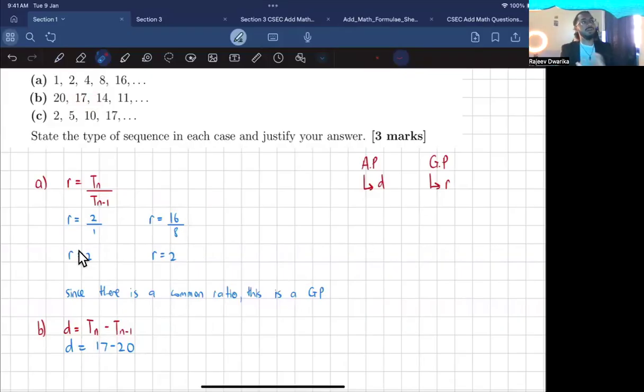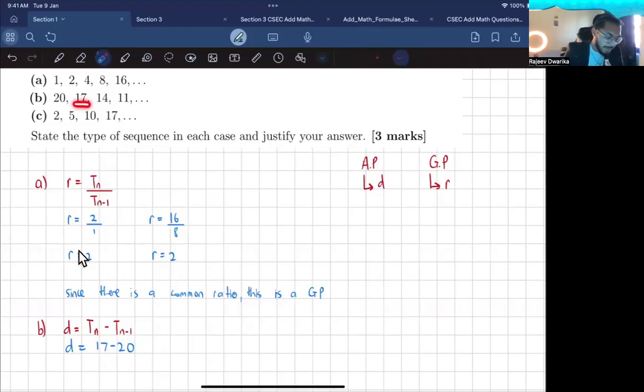Kira, let me just try to clear up the confusion. In a GP, you have a common ratio, and that deals with multiplication or division. In an AP, you just have subtraction or addition. So Kira, in part B, you can see you add -3 to get the next term. So we need to prove that. How are we going to prove that? You're going to take consecutive terms and subtract them from each other.